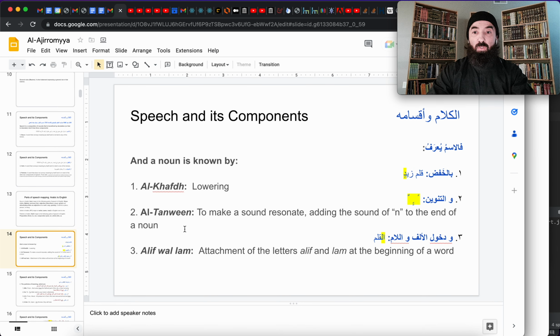Now here at this point, the author starts telling us about the signs of nouns in Arabic. How do we determine whether a word is a noun or a verb or a particle? So he begins by telling us the signs of nouns, meaning if we see any of these signs on a word, we know that that word is a noun in Arabic.